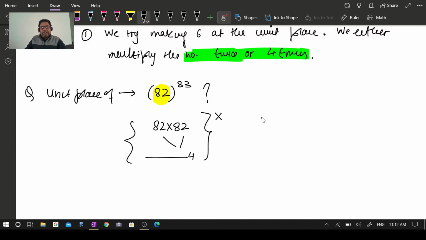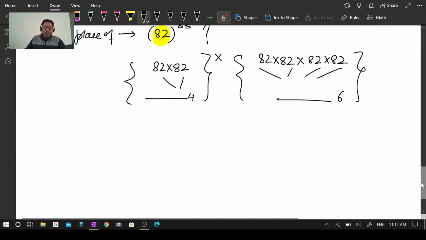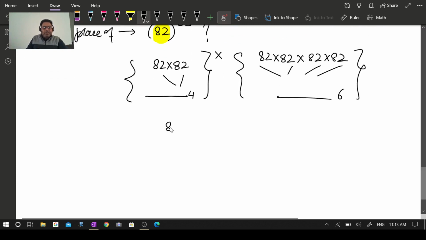Now without any hesitation, believe me, you don't even need to check it out, but since this is a basic class, I'm just trying to check it out. So 2 to the 4, 4 to the 8, 8 to the 16, which is 6. So definitely a number ending with 2 when multiplied 4 times would give you 6 at the unit place. So I write 82 to the power 4 gives you 6 at the unit place.